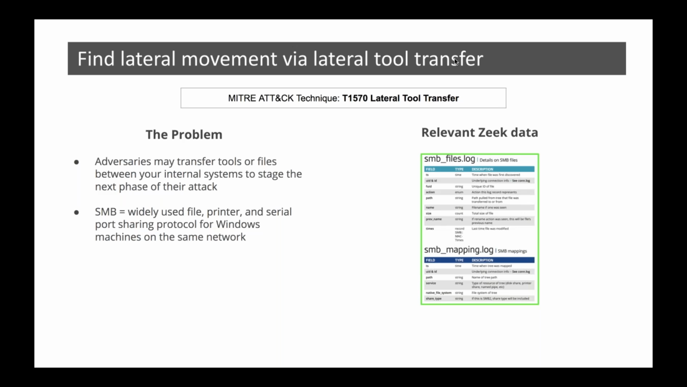to look for evidence of lateral tool transfer, because SMB is, in many organizations, a widely used protocol. So it can be quite noisy. There's lots of records and lots of communications happening. But it's a Windows machine protocol, widely used, of course, for things like file transfers and printer infrastructure and serial port sharing, et cetera.